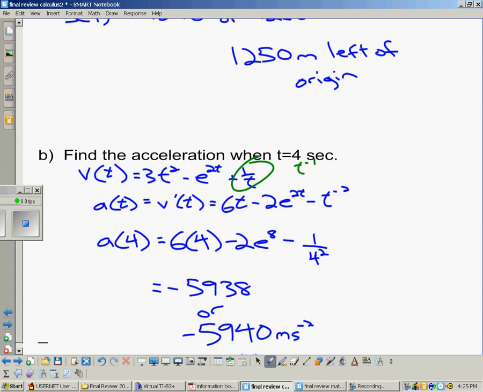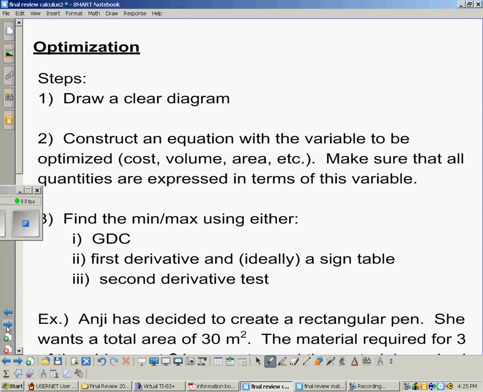Last thing we're going to look at here, optimization questions. Generally, when you're looking at optimization, you want to draw a clear diagram if at all possible, so they often involve geometric shapes. Construct an equation with the variable to be optimized. And make sure that all your quantities are expressed in terms of this variable. So you don't want to have, say, if you've got cost, you don't want cost equals, I don't know, 2x plus 4y. That's not going to be helpful. Everything needs to be expressed in terms of your x.